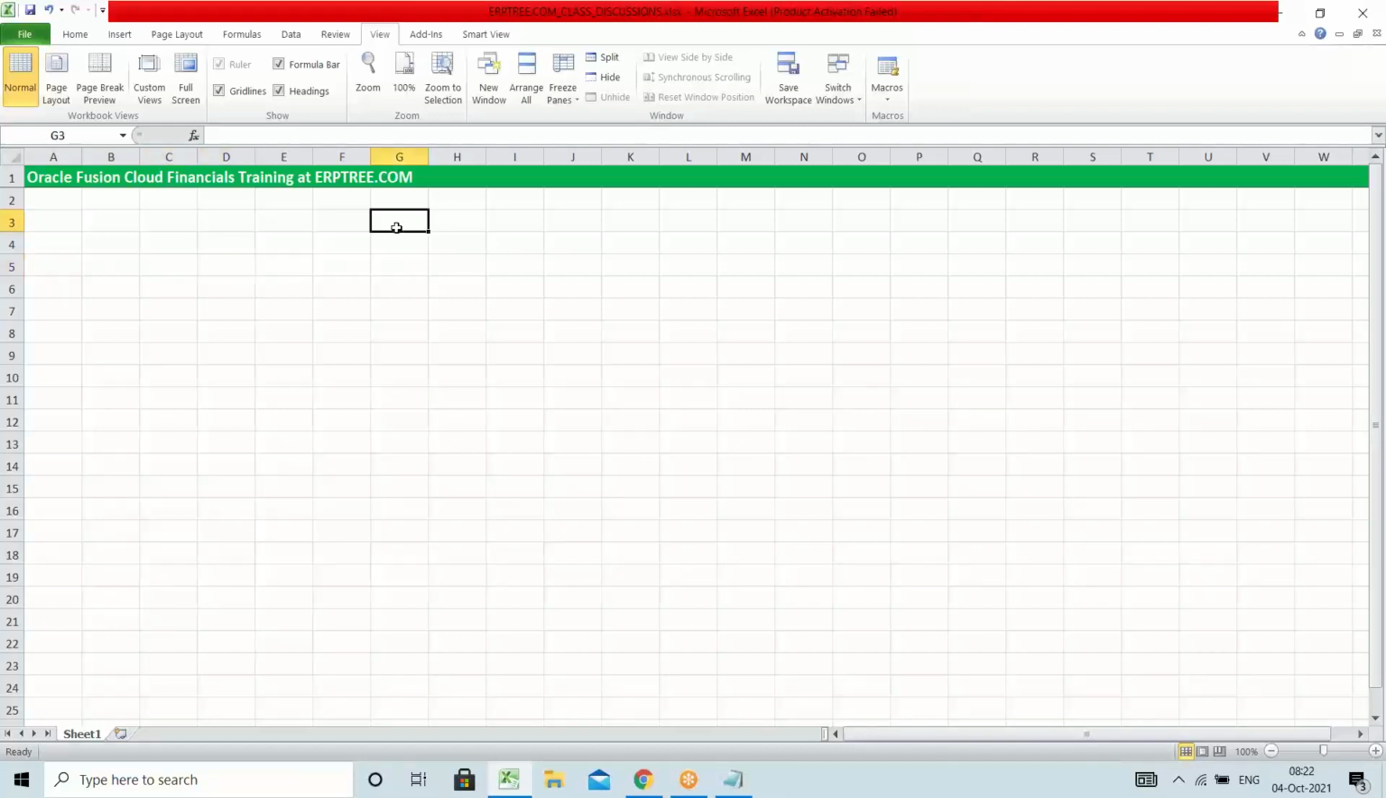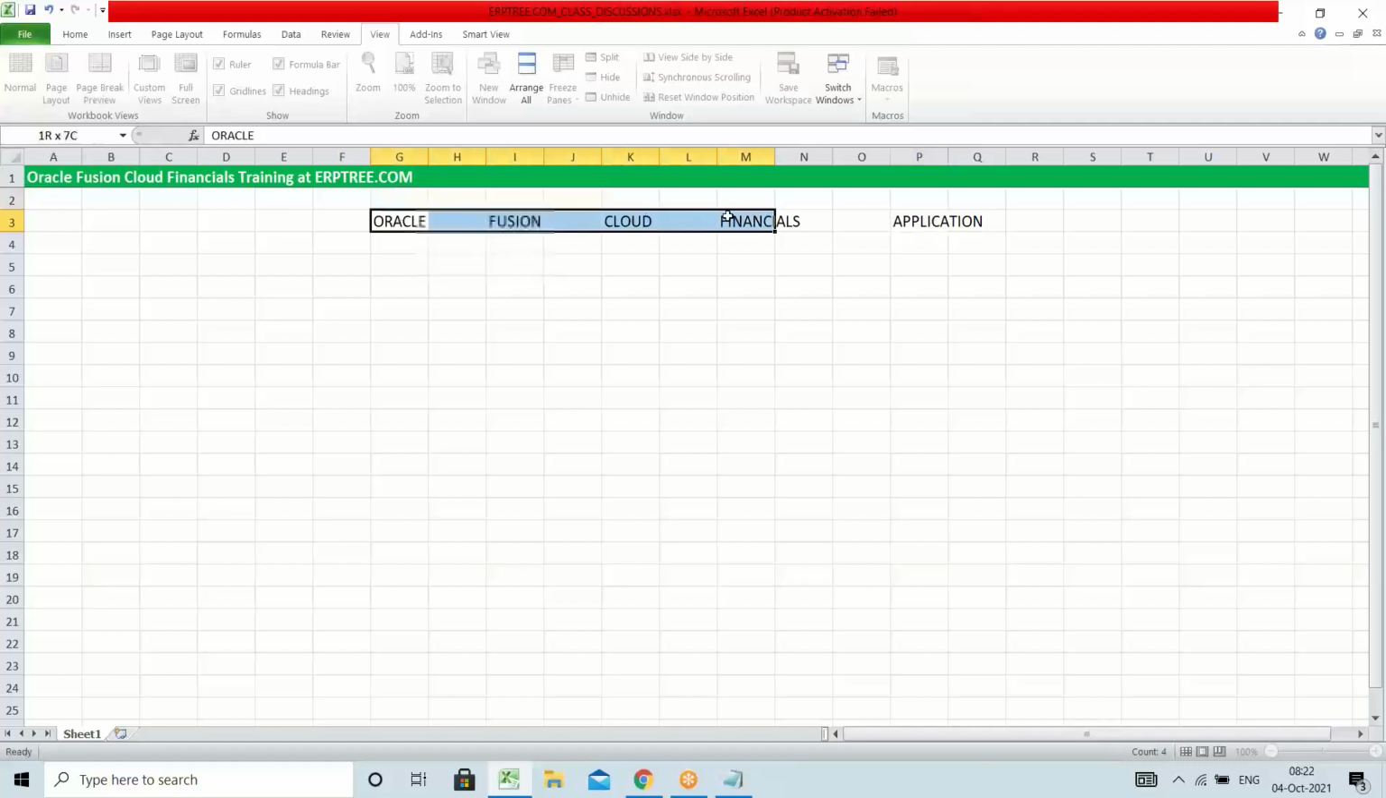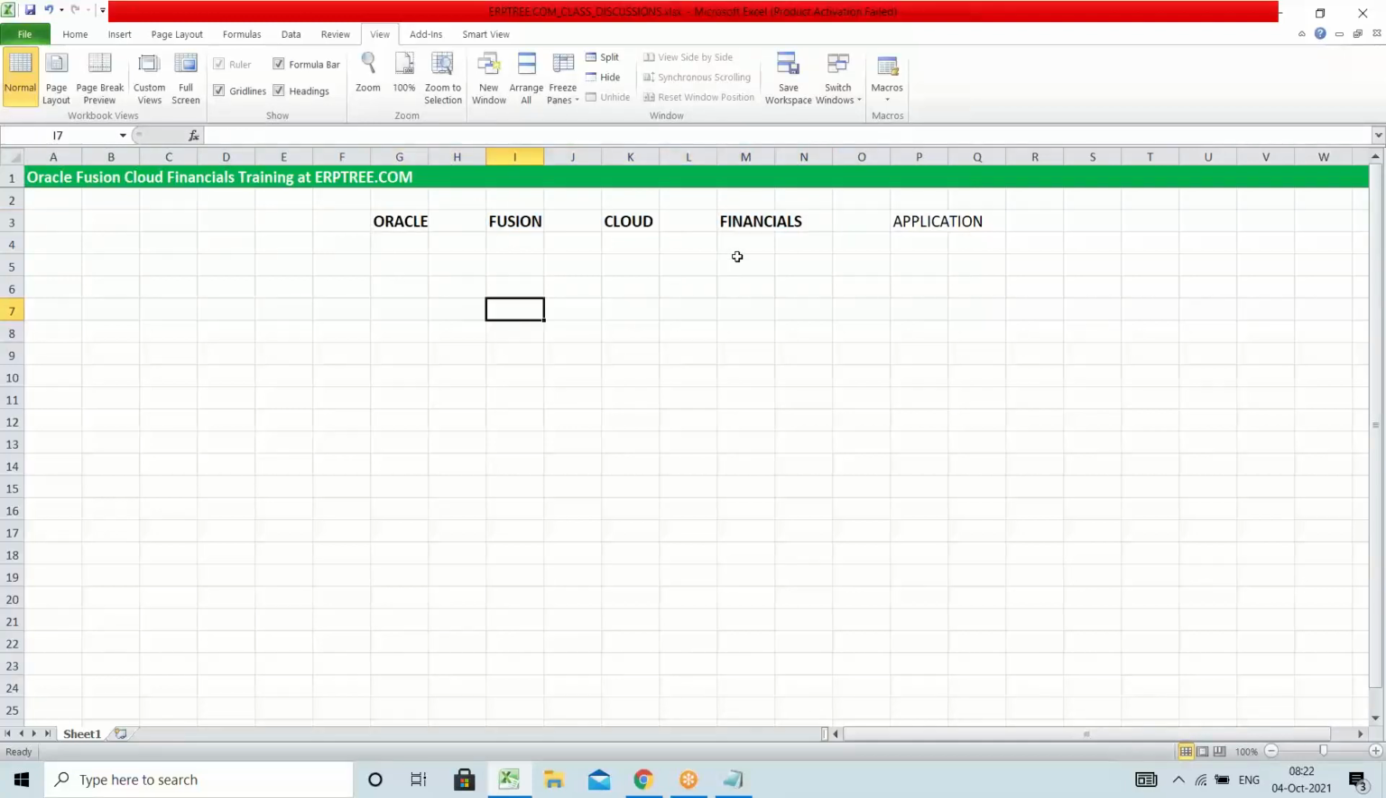So, the very first point, let's talk about this course. What is the course we are going to focus on? That is Oracle Fusion Cloud Financials. This is the course name. In this course, we are going to learn applications. We are going to learn Oracle Fusion Cloud Financials. So, what is this Oracle Fusion Cloud Financials? These are applications.